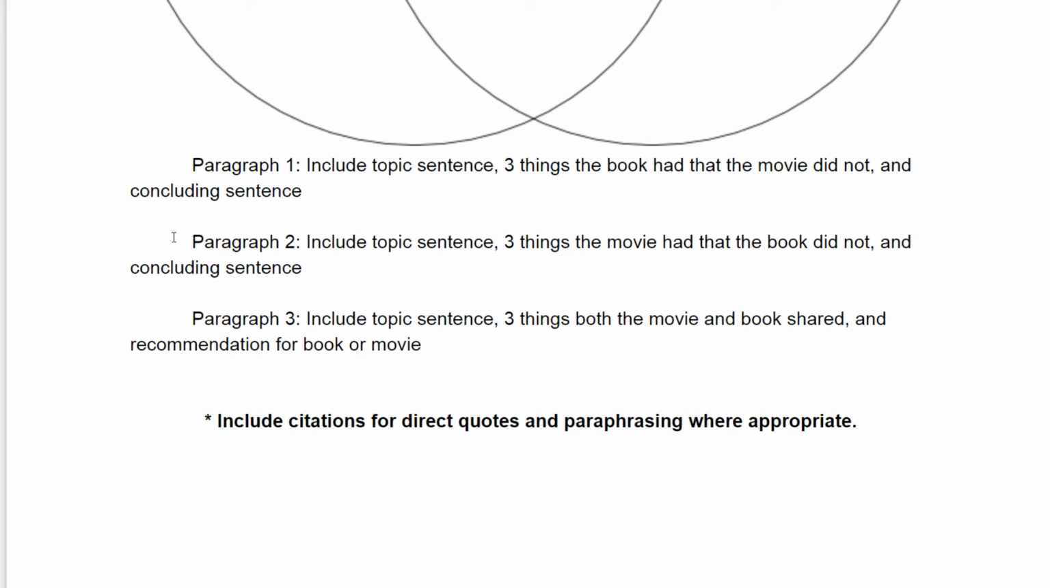For your paragraphs, I want you to be thinking really creatively. Each paragraph is going to need a topic sentence. You need 3 things that are specific to that category. So for paragraph 1, you're doing 3 specific items that happen in the book, but not the movie. And then your concluding sentence, which should bring you to the next paragraph. Paragraph 2, topic sentence, 3 things that happen in the movie, but not in the book. And in paragraph 3, 3 things that happen in both the movie and the book.